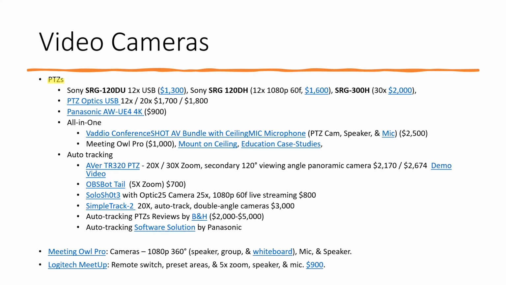There are different options. For example, we have an all-in-one that has a video camera, microphone, and speaker. And we also have an option for auto tracking, so that the presenter can walk around and the camera will follow the presenter. And then, again, we have an all-in-one option that has everything in it, so it's one unit.